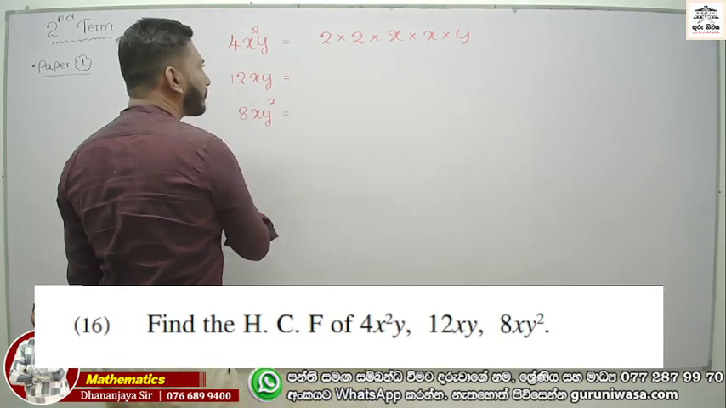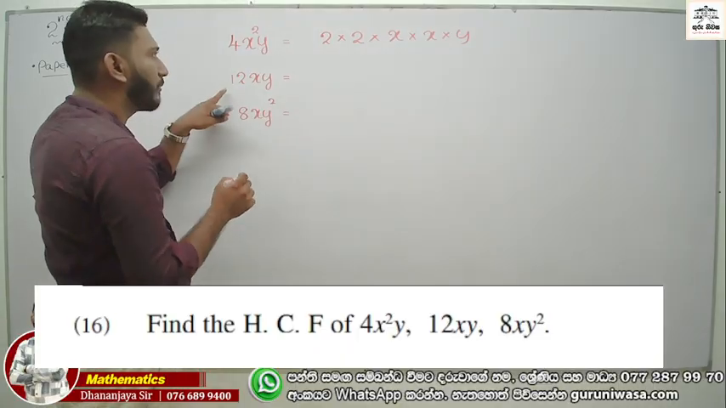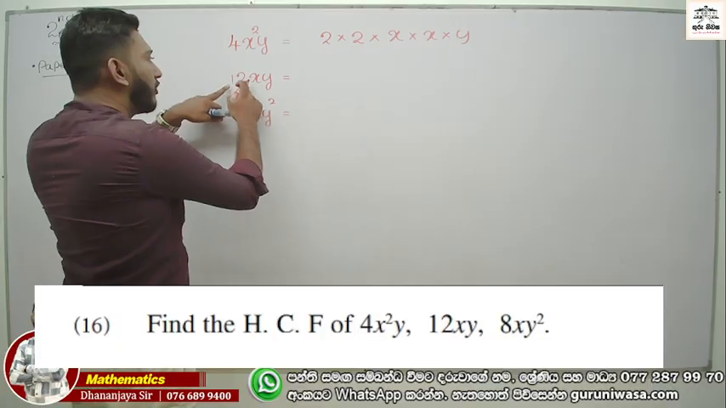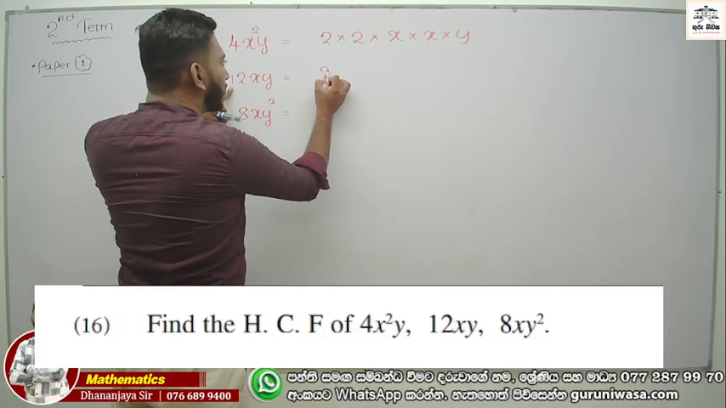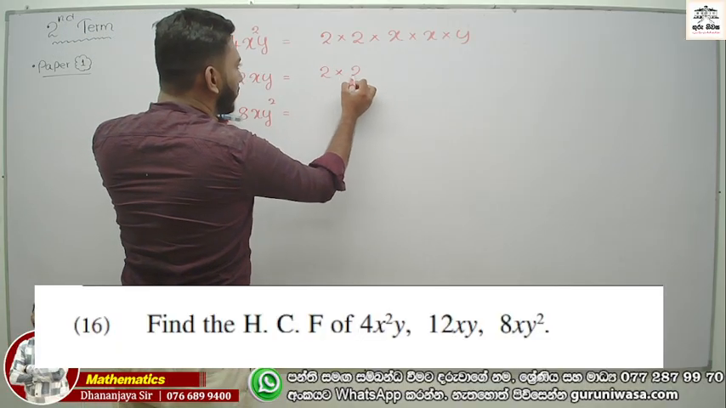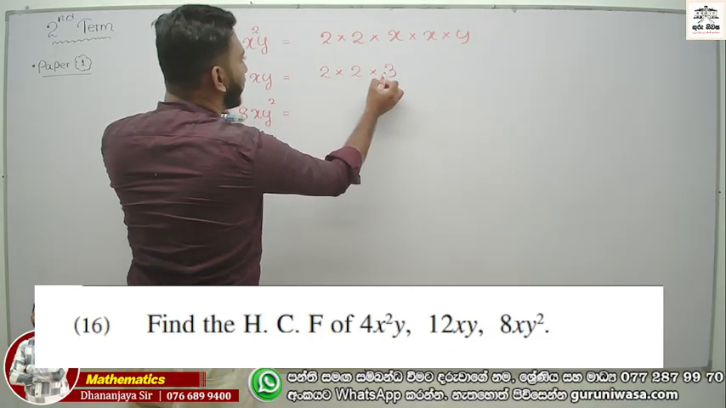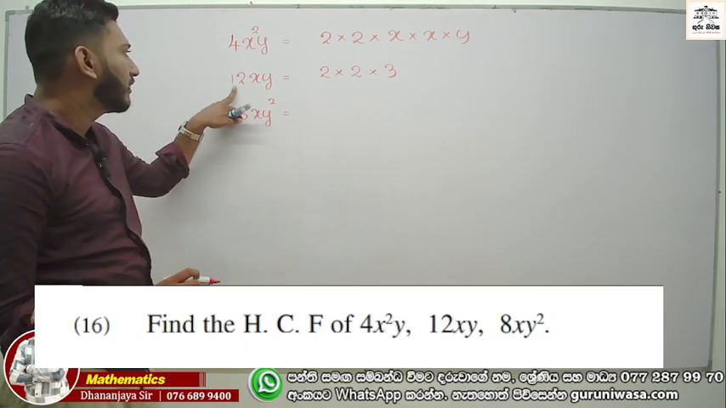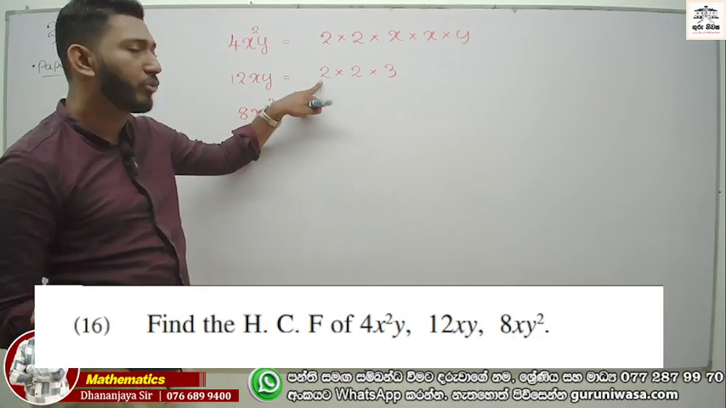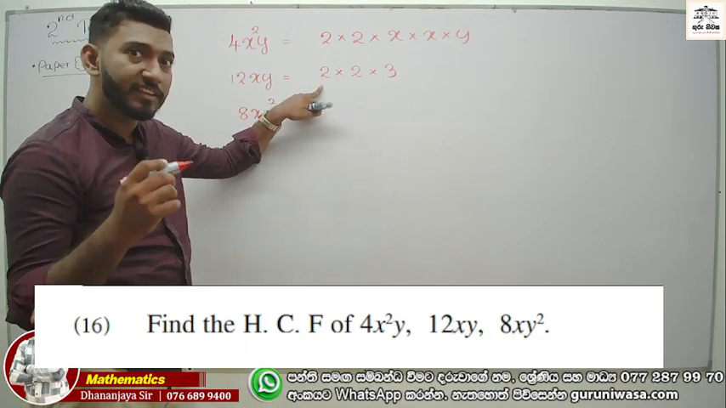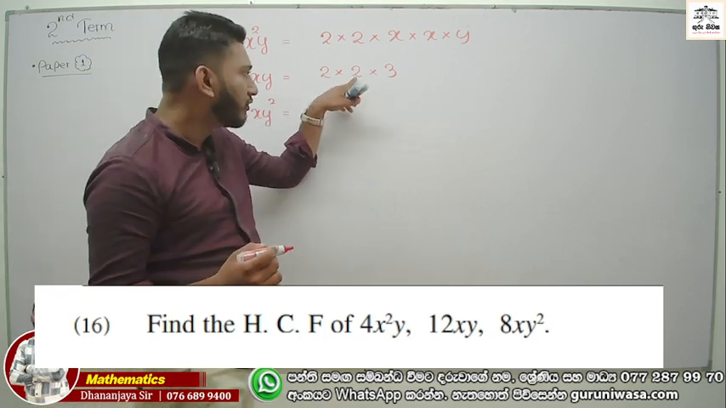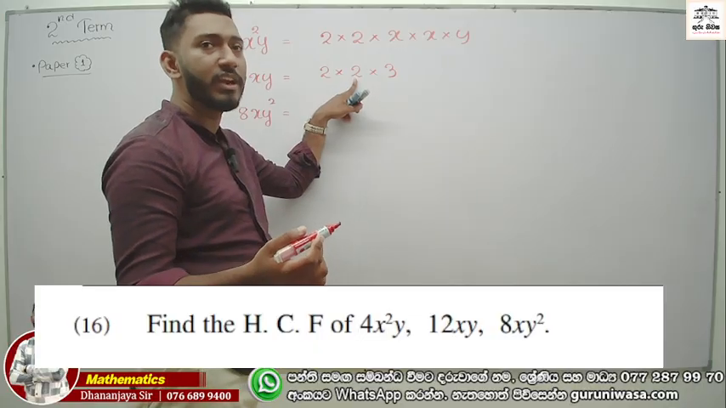Now 12: 12 divided by 2 is 6. 6 divided by 2 is 3. Then the answer is 2 into 2 into 3. 12 you can divide by 2 and put the 2, and the answer is 6. 6 again you can divide by the 2 and put the 2, then the answer is 3. 3 you can divide by 3.